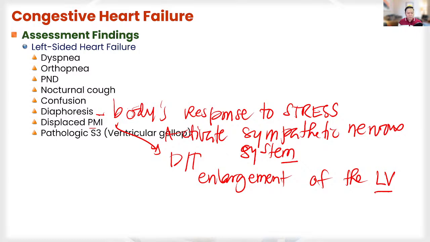Let me just erase this real quick. These are your ventricular gallop, S3. And then we also have the S4 gallop, and this is because of the resistance to the filling phase. That's why there is the S4, okay? And we also have the, what? The crackles or rales at the bases. Again, we are talking about left-sided heart failure, guys.